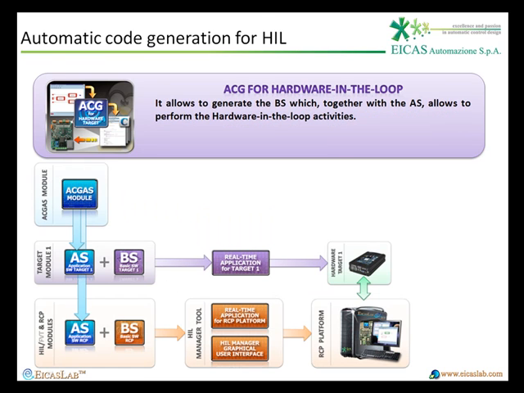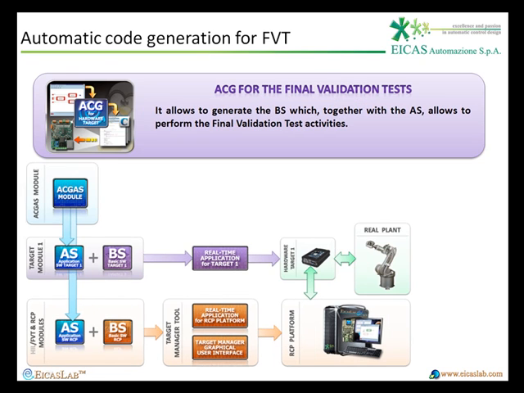The HG for the HIL Advanced feature allows to generate the basic software which, together with the application software, allows to perform the hardware-in-the-loop activities. And finally, the HG for the FVT Advanced feature allows to generate the basic software which, together with the application software, allows to perform the final validation test activities.